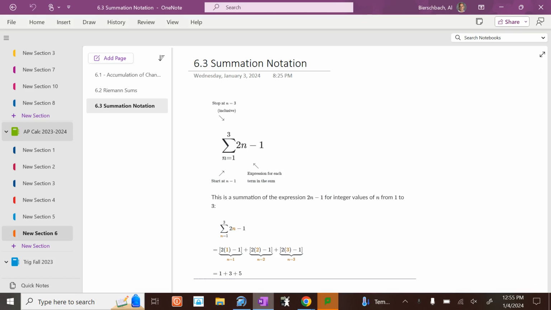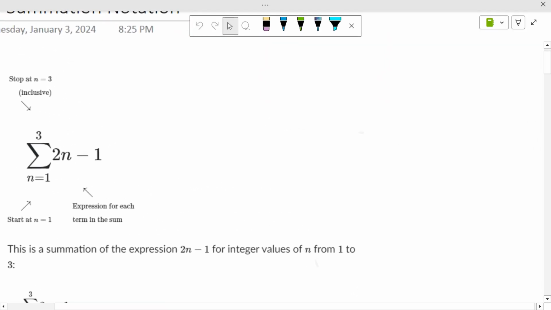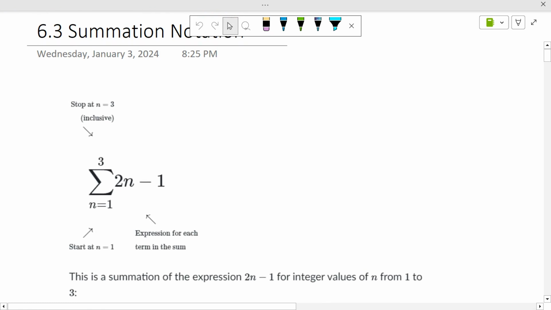Summation notation with Riemann sums. Okay. So we'll start with summation notation. Have you ever seen this in any of your classes before? Should have been in Algebra 2.